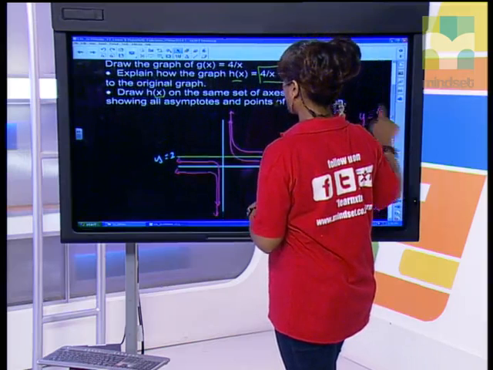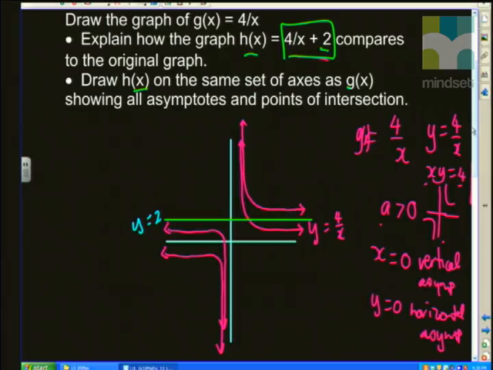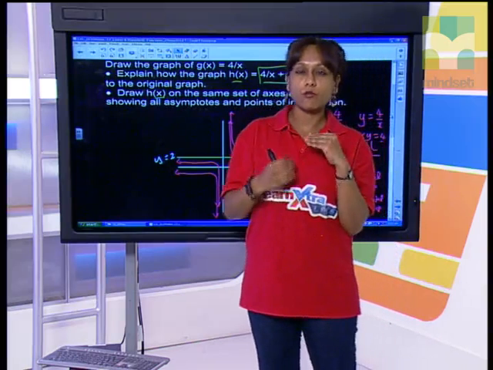Okay, showing all asymptotes. So we've shown y is equal to 2 is the one asymptote, x is equal to 0 is the other asymptote, and we've shown how the graph moves up. It's a vertical shift of the original graph.